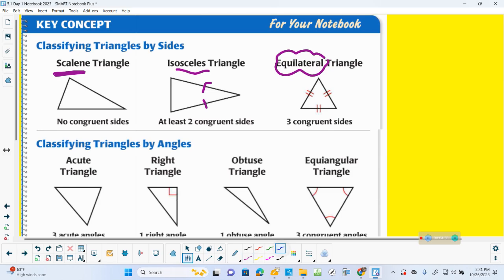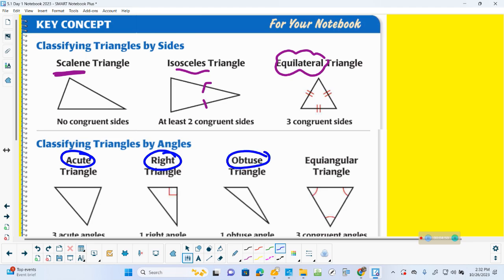Okay, that seems reasonable. Now, you also have to classify by the angles. Now, acute. We've seen the word acute. Less than 90. All 3 angles are less than 90 degrees. Exciting stuff, I know. Right triangle: you shockingly have a right angle in it.